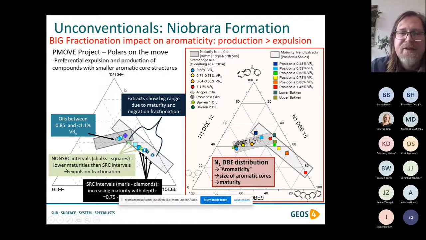in this previously discussed ternary featuring the aromatic core size distribution. And the extracts show here a big range due to maturity and migration fractionation. Looking here into the Marl source rock units, the diamonds, they appear to be a little bit more mature than the squares, so the chalk units, the reservoir units, which shift towards the oil positions, the produced oil positions. So clearly what we see is a preferential expulsion and production of compounds with smaller aromatic core structures. But again, the fractionation effect is bigger during production than during expulsion.